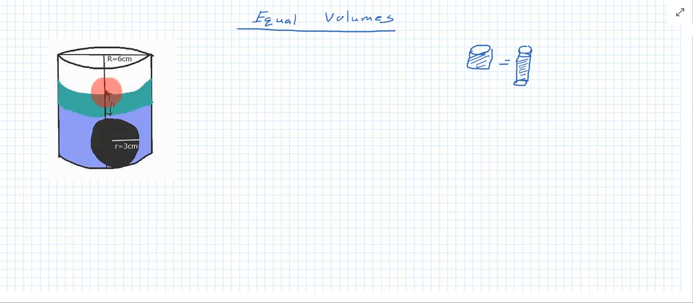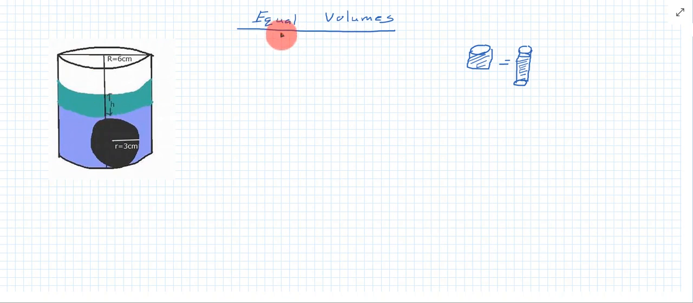And sometimes you can be given shapes like so. So we have a cylinder and we have a sphere. And you could be asked, for example, to work out the height of water that is submerged based on the volume of the sphere and the volume that you started off with in the container as well.